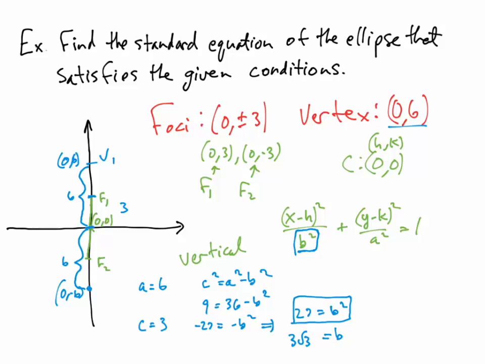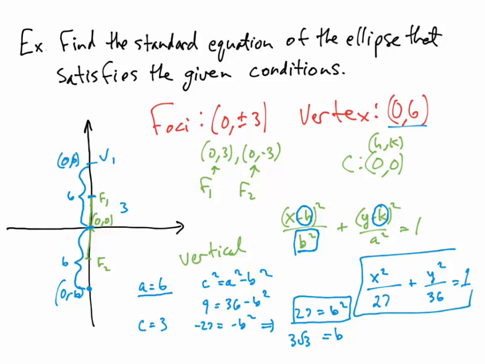So writing this all together, we have a center of (0, 0). Because this is going to be 0 and this is going to be 0, I'm just going to write x squared and y squared. So x squared over b squared, which is 27, plus y squared over the a value squared, and the a value is 6, so a squared is 36, and that is going to be equal to 1. And we have our equation.